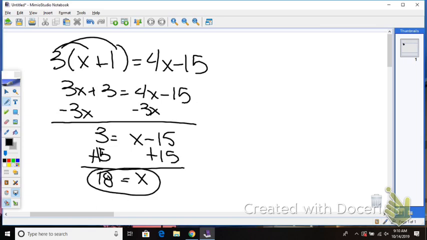Everybody good with that? Here is the difference in what we're doing today. Today we're doing linear inequalities. All the steps are the same, except there's one rule. What's that one rule? You flip the sign when you do what?